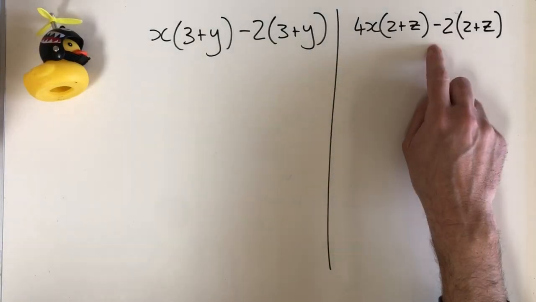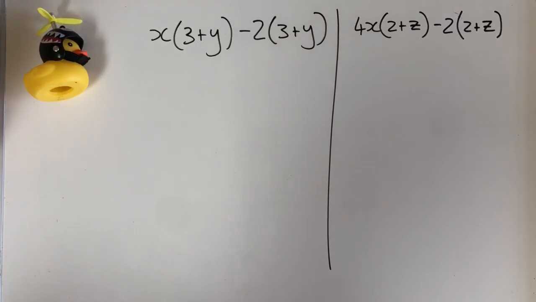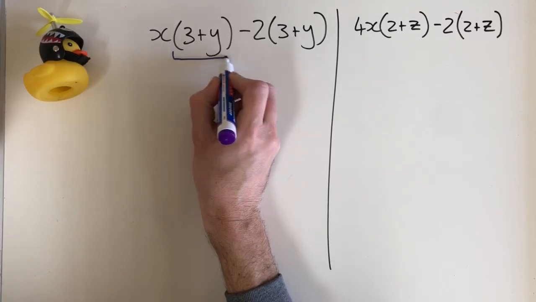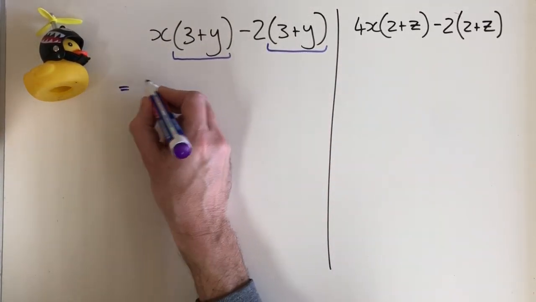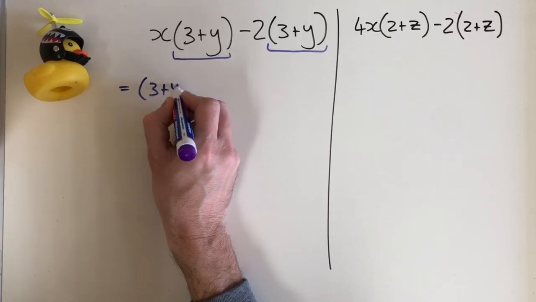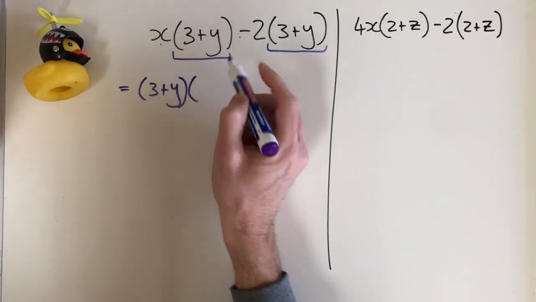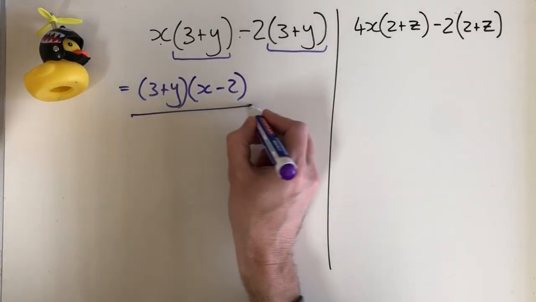Okay, this one's a bit more tricky because there's a catch, but let's do this one first. Let's go with purple. I see there are two terms, and this is common. So I can take that out. So 3 plus y, and then what would be left is x minus 2. And this is factorized.